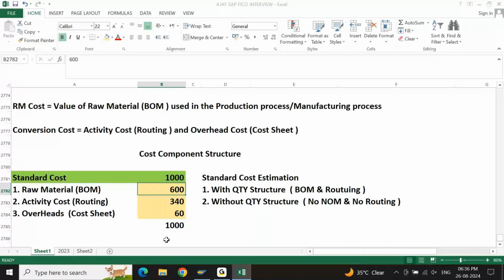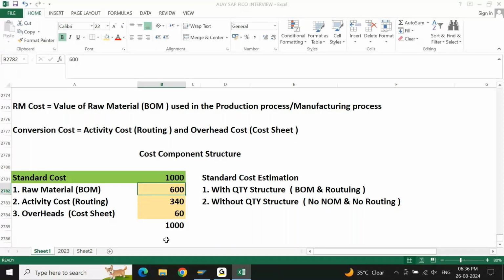Yes, sir. BOM and routing is there. If BOM and routing is there, it is called with quantity or without quantity? With quantity structure. It is always represented as with the quantity structure. Even in real time, most of the cost estimations that we do are with the help of quantity structure. In short, with the help of BOM and routing.